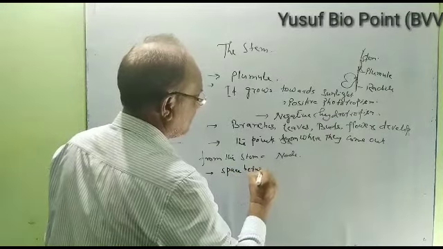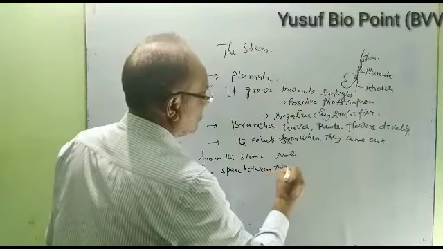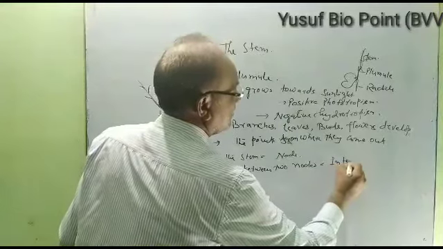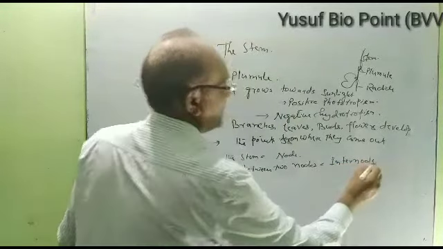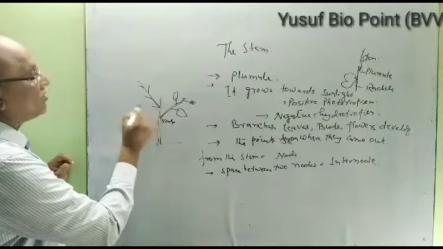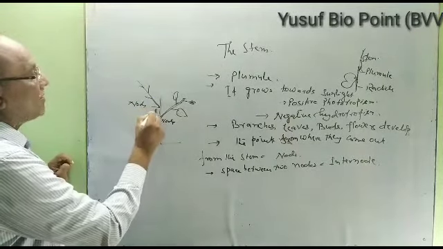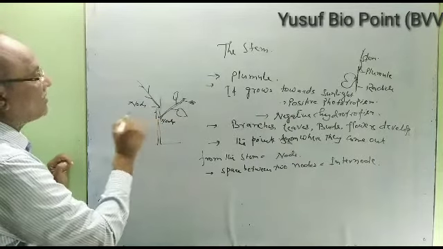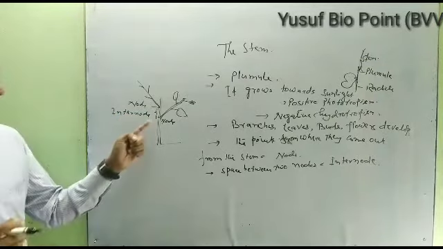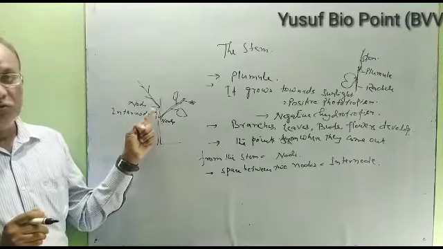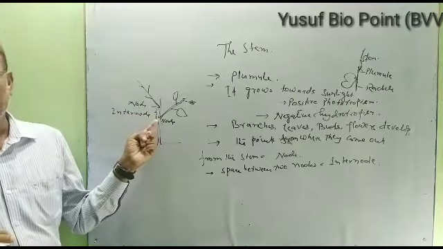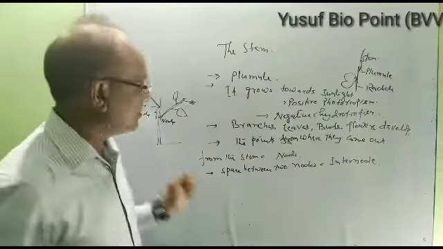And the space between two nodes is called internode. So this is the node, this is also a node, and the space between that, this to this, is called internode. Means the space between two nodes is called internode.